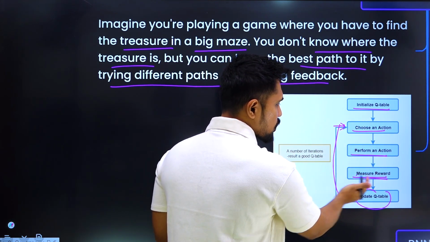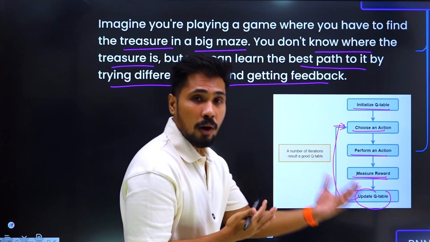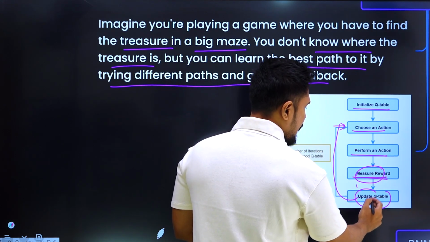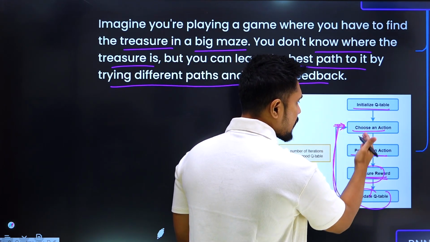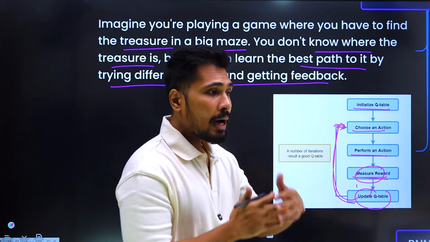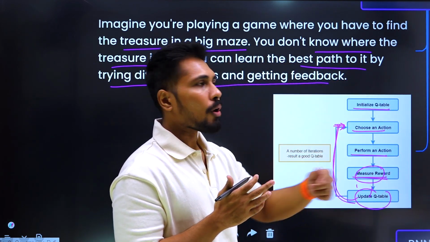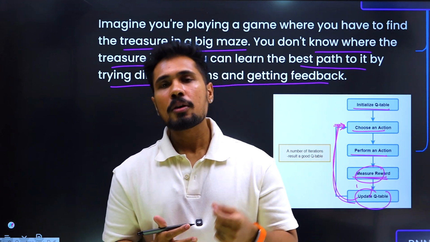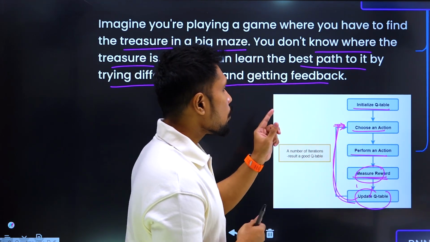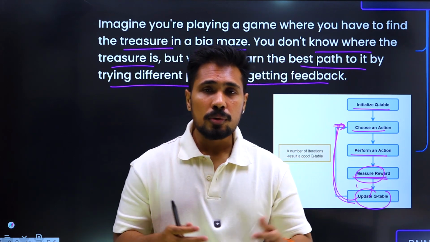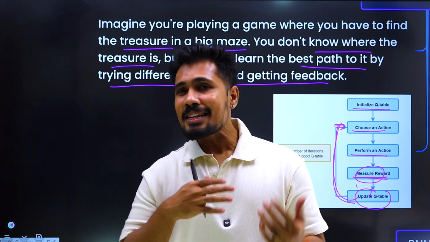Again, you perform an action and see the reward. If you got the treasure, it's a very high reward. If not, you go back and choose another action, perform it, and keep updating the rewards until you get the maximum reward. You'll keep on choosing different types of actions. So we call it what? Q learning, which is a part of reinforcement learning, which is used to create intelligence in a self-learning way.